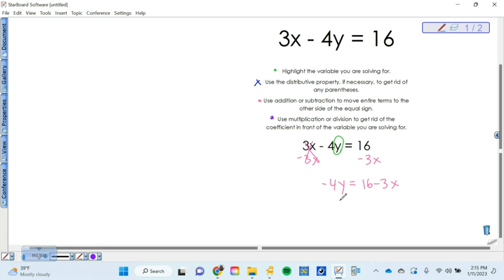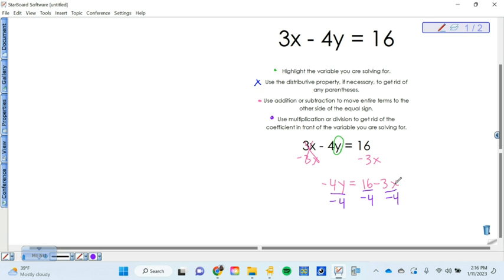So what do I need to do with that to get rid of that -4? What about, why don't I add it? Yeah, this is being multiplied together, so I have to do the opposite, which is dividing. So I'm going to divide by -4. But if I divide this term by -4, I have to divide all my terms by -4.